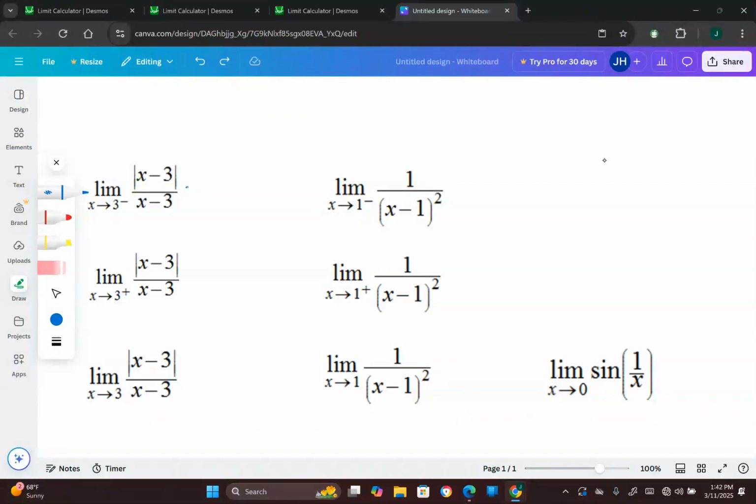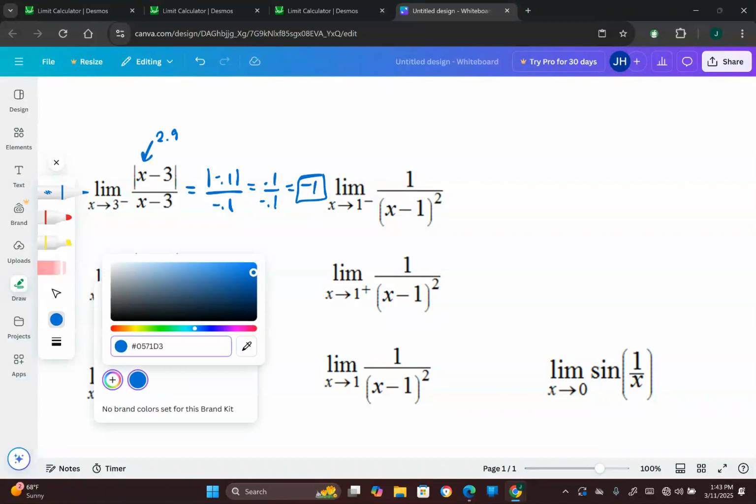Now here's why. Give me a number that is really, really close to 3, but to the left of 3. Let's plug in 2.9. So on the top, 2.9 minus 3 is -0.1, and on the bottom, I'd get -0.1. But the top has an absolute value, so I get 0.1 over -0.1, and I get -1. You could do that with any value that is really, really close to 3 on the left-hand side, and it's going to come out to be -1.